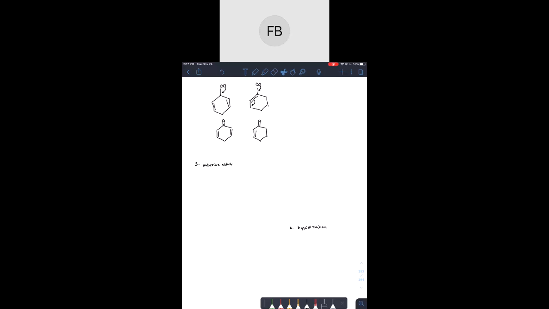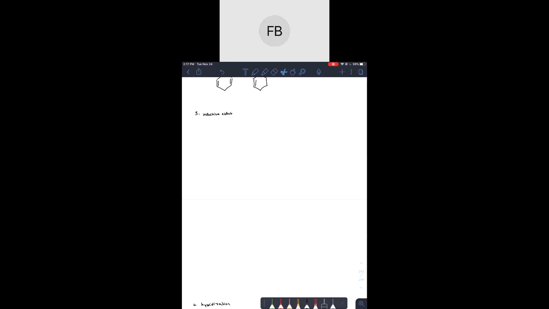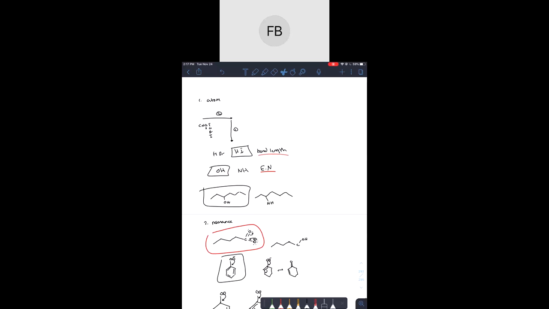Out of everything in the whole class, this is the part I'm the most worried about. Yeah, this is really tough. I think resonance in particular has been the hardest. Out of all the other things, inductive effect and hybridization are really easy when he asks it, but resonance is the most intricate idea. So let's just move on to inductive effect.